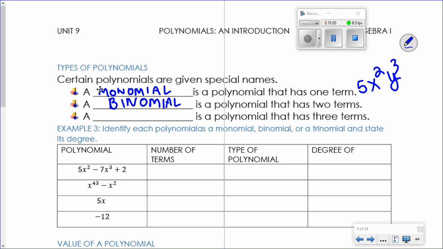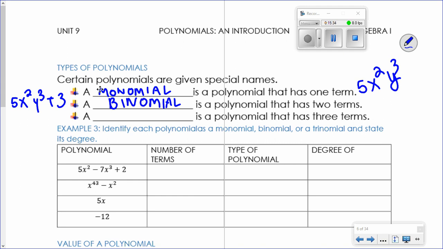A good example, I could say 5x squared, y cubed plus 3. That's a binomial. It's two different terms. They're not like terms. Write that down. Write the examples down. So that monomial, five x squared y cubed, binomial.